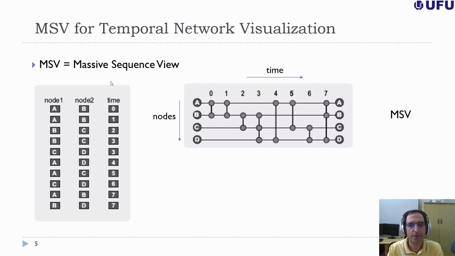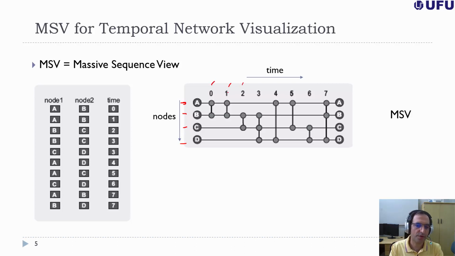MSV for temporal network visualization. What is MSV? MSV means Massive Sequence View. It's an important strategy to visualize temporal networks. In this strategy, the nodes are positioned by lines in a specific order, for example, node A, node B, node C, node D. And the timestamps are represented in columns, 0, 1, 2.